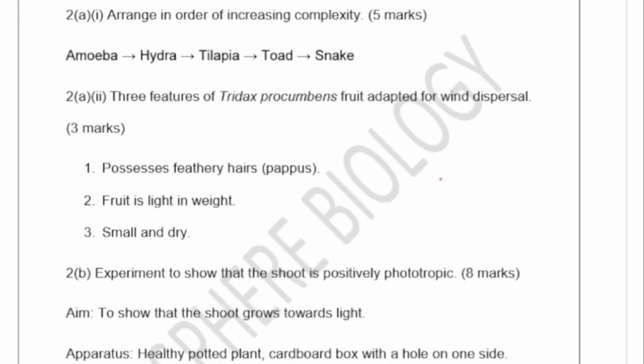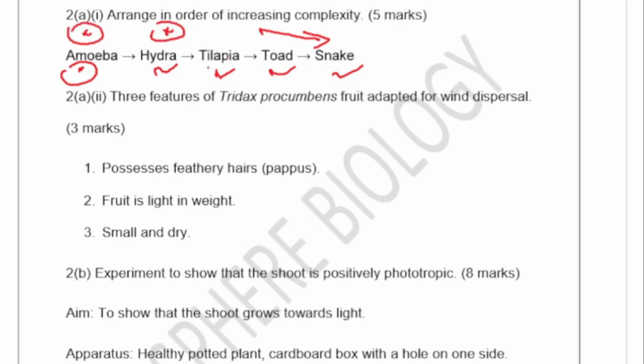Okay, so arranging them now in the order of increasing complexity, you have amoeba first. Why? It's unicellular, right? You now have your hydra, then your tilapia, your toad, and then your snake. So that's basically the hierarchy of arrangement of these organisms. Hydra operates at the tissue level.